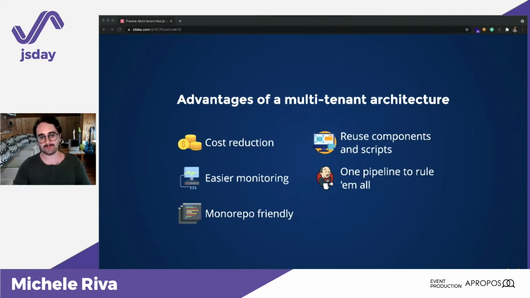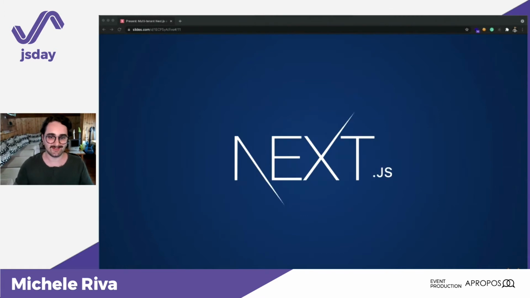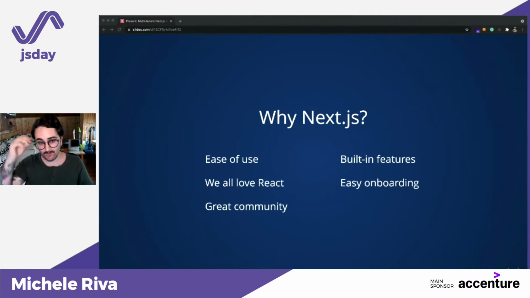So now we've talked about multi-tenancy, we've talked about monorepo and stuff like that, but we need to talk about Next.js, of course. So the first question is, why Next.js? Well, these are personal opinions, of course. Next.js is easy to use. I've played with Angular, I've played with Vue, and I loved every single JavaScript framework out there, but Next.js is my favorite by far. So again, this is a personal opinion, and it's okay if you do not agree with that. We all love React, just like before.